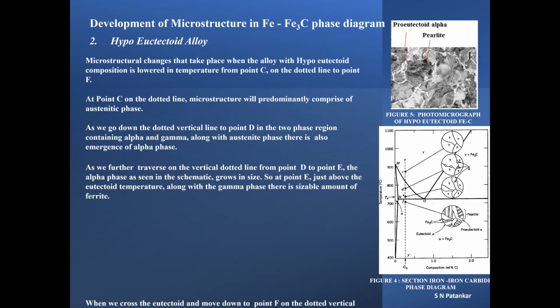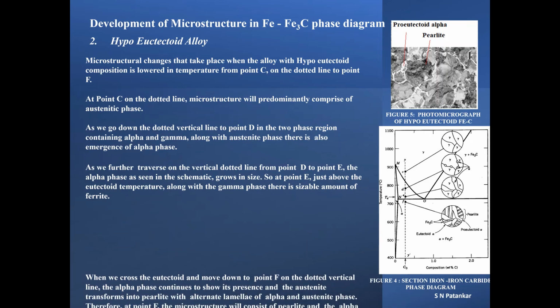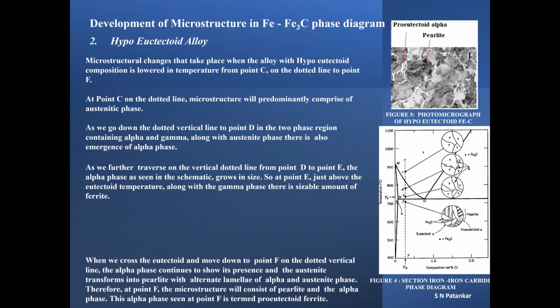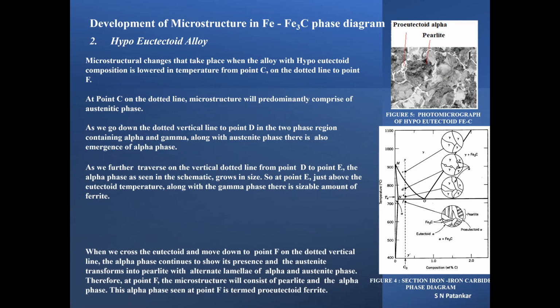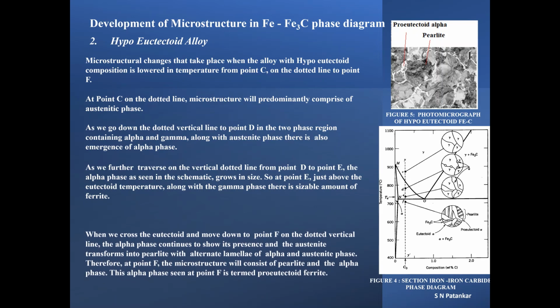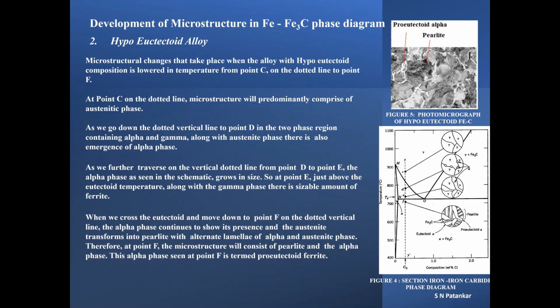When we cross the eutectoid and move to F on the dotted vertical line, the alpha phase continues to show its presence and the austenite transforms into pearlite with alternate lamellae of alpha and cementite phase. Therefore, at point F, the microstructure will consist of pearlite and the alpha phase. This alpha phase seen at point F is termed proeutectoid ferrite.